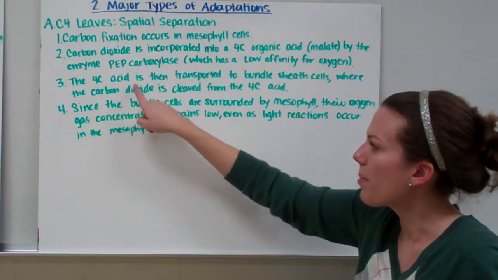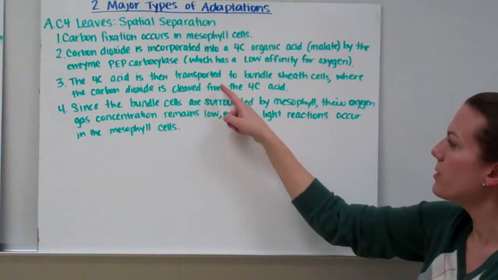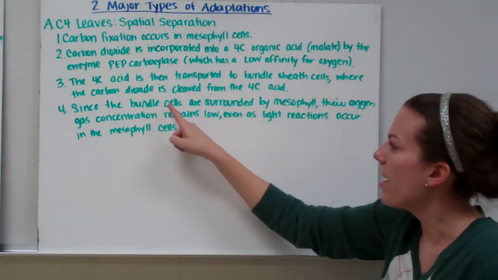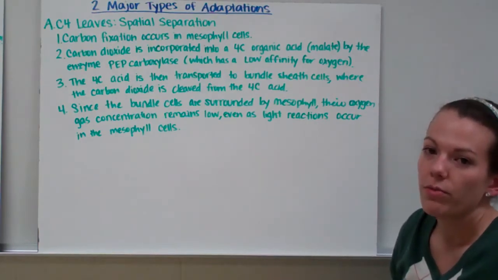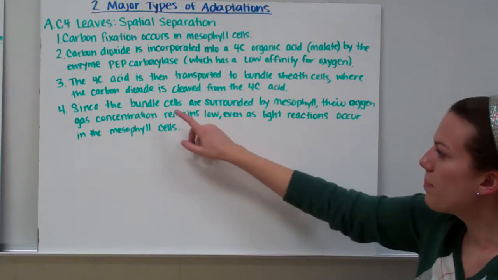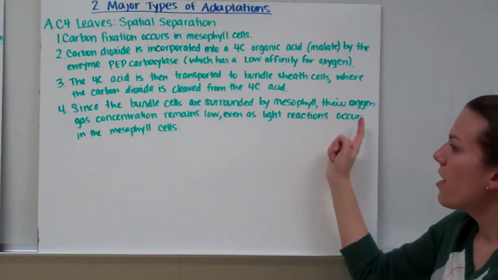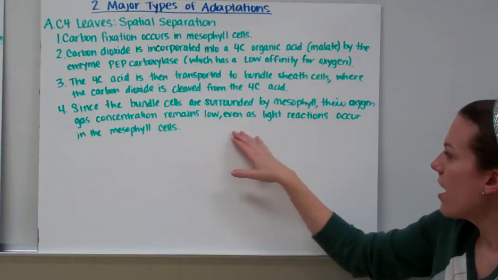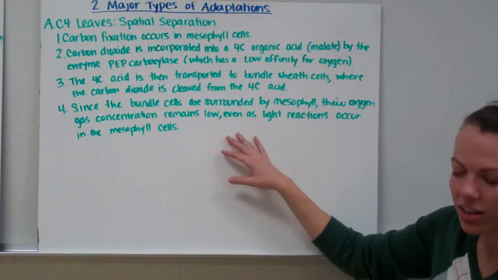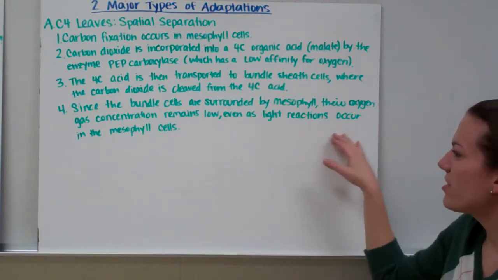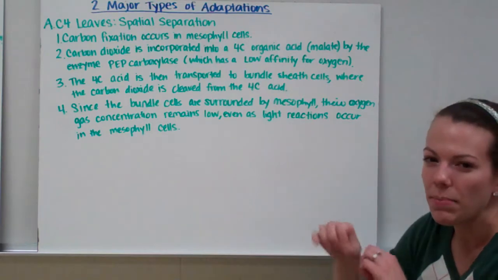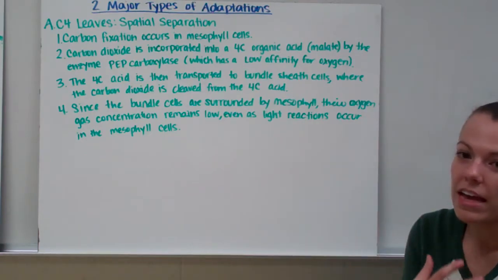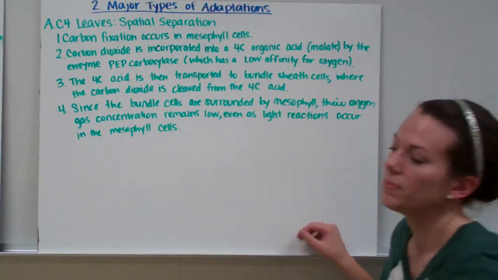So we're making this 4-carbon acid, and then we transport it to bundle sheath cells in the leaf. The bundle sheath cells are where the carbon dioxide will then be cleaved, or broken away, from the 4-carbon acid. And since the bundle sheath cells are surrounded by mesophyll, they're not exposed to as much oxygen. So their oxygen gas concentration is going to be lower. The light reactions can occur in the mesophyll cells. So we separate where these things are happening. Light reactions happen in the mesophyll, and then our light-independent reactions happen in the bundle sheath cells.